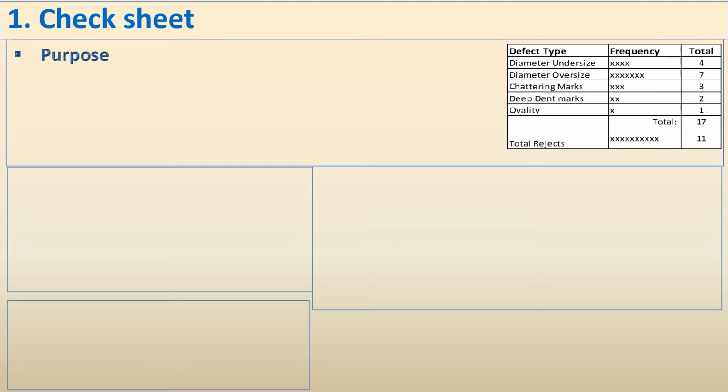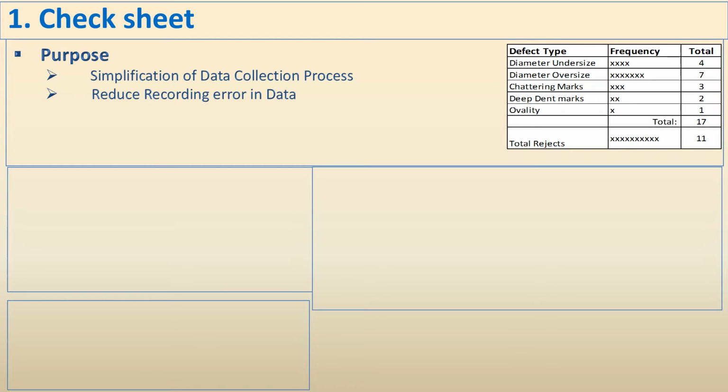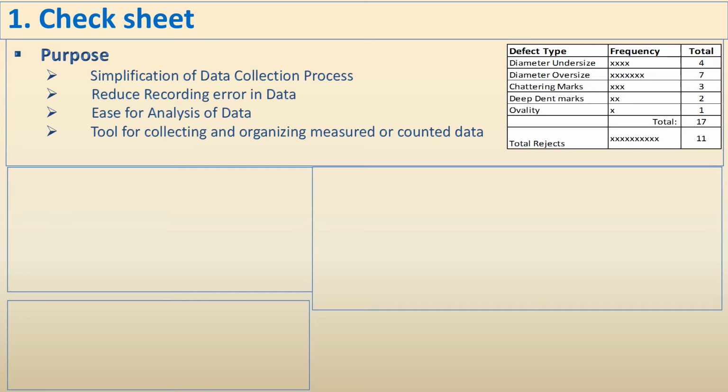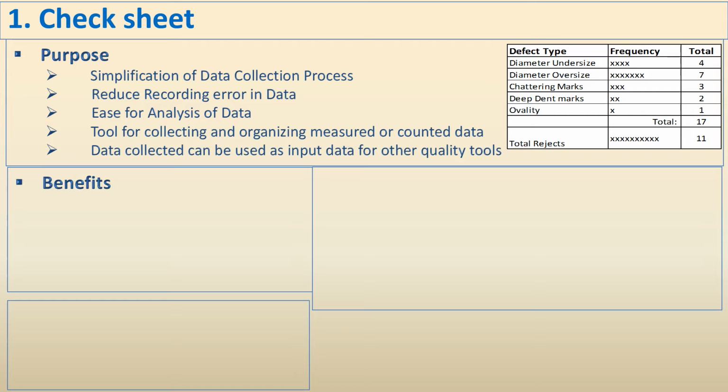This type of check sheet we are going to study is used for simplification of the data process. It reduces recording errors in the data. It is used for ease of analysis of data. It is a tool for collecting and organizing measured or counted data. Data collected can be used as input data for other quality tools. These are all the purposes of a check sheet.